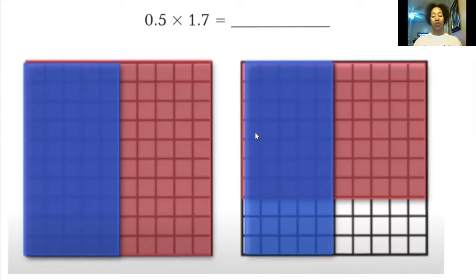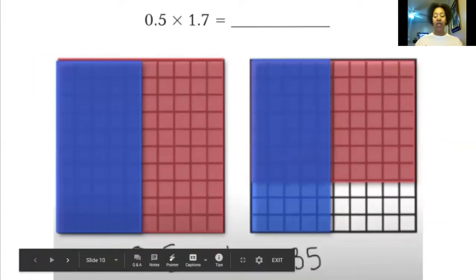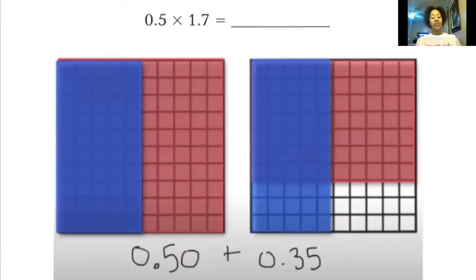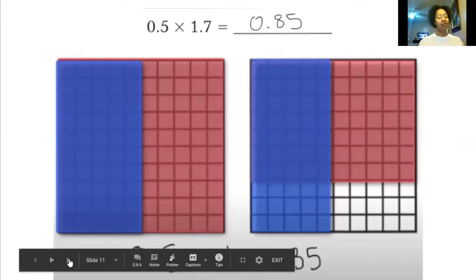15 hundredths, 20 hundredths, 25 hundredths, 30 hundredths, 35 hundredths. So we have 50 hundredths plus 35 hundredths. Let's see what that equation looks like. We have it written down at the bottom: 50 hundredths plus 35 hundredths. So all we have to do now is add those two numbers together. And when we add those two numbers together, we get 85 hundredths. Pretty simple, right? Lots of shading, I know.